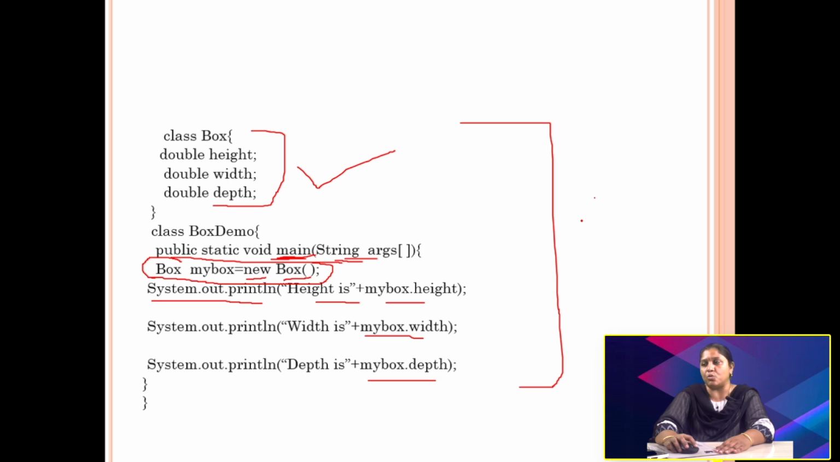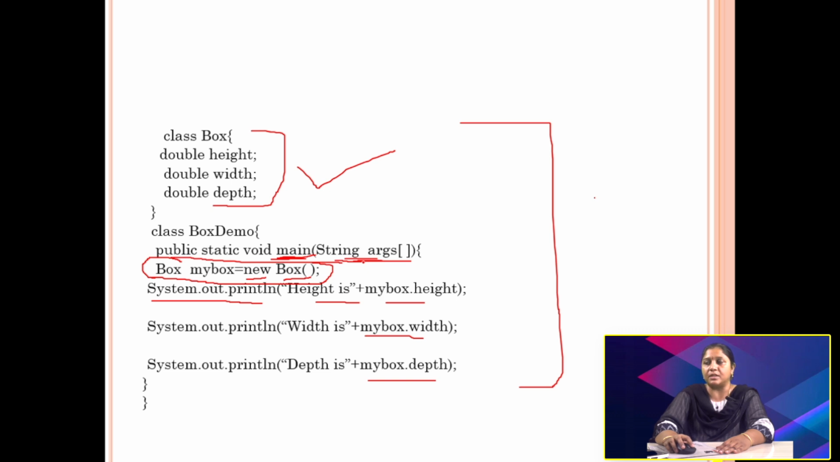The next point is the most important one. This is the statement which is used to create an object. The syntax is, first you need to mention the class name, Box. Next, after a space, you mention the object name, that is myBox, is equal to new. This new is an operator. What the new operator does is allocate memory space for the instance variables.